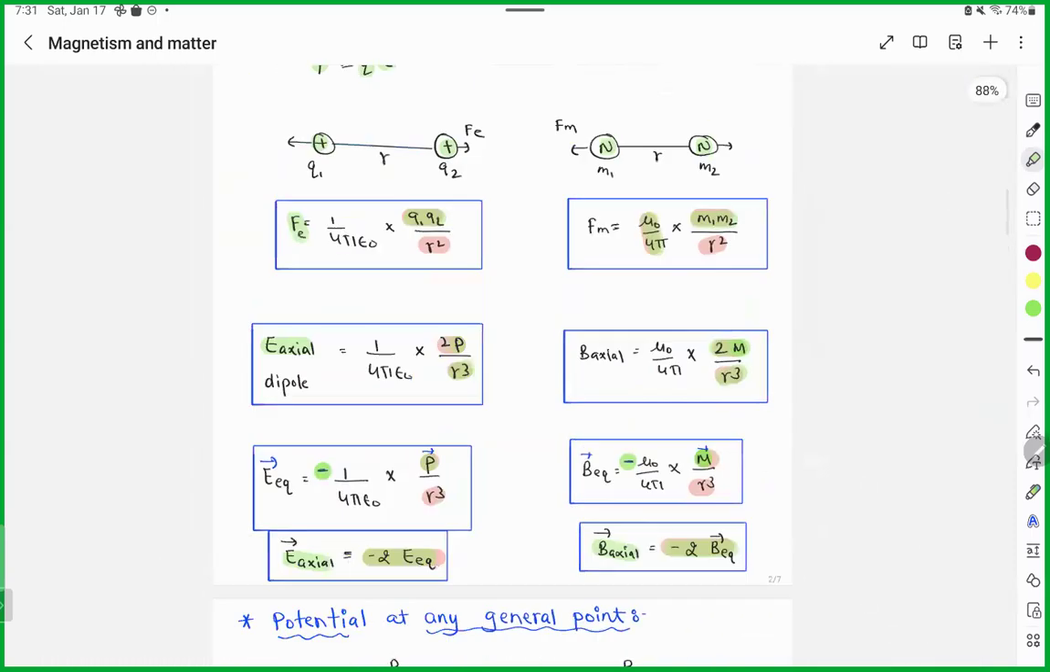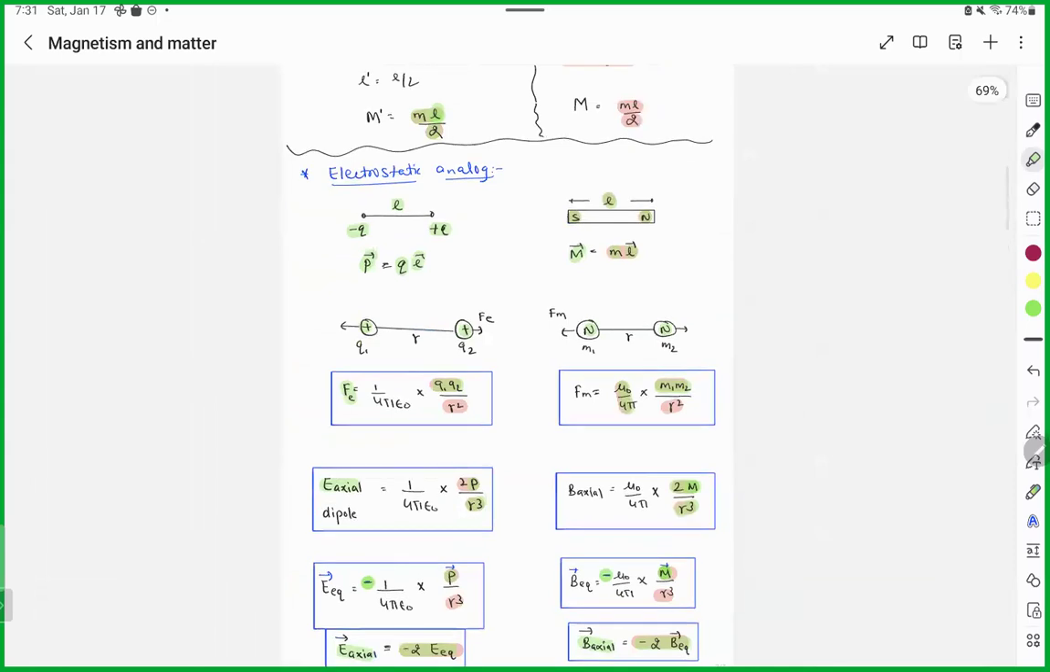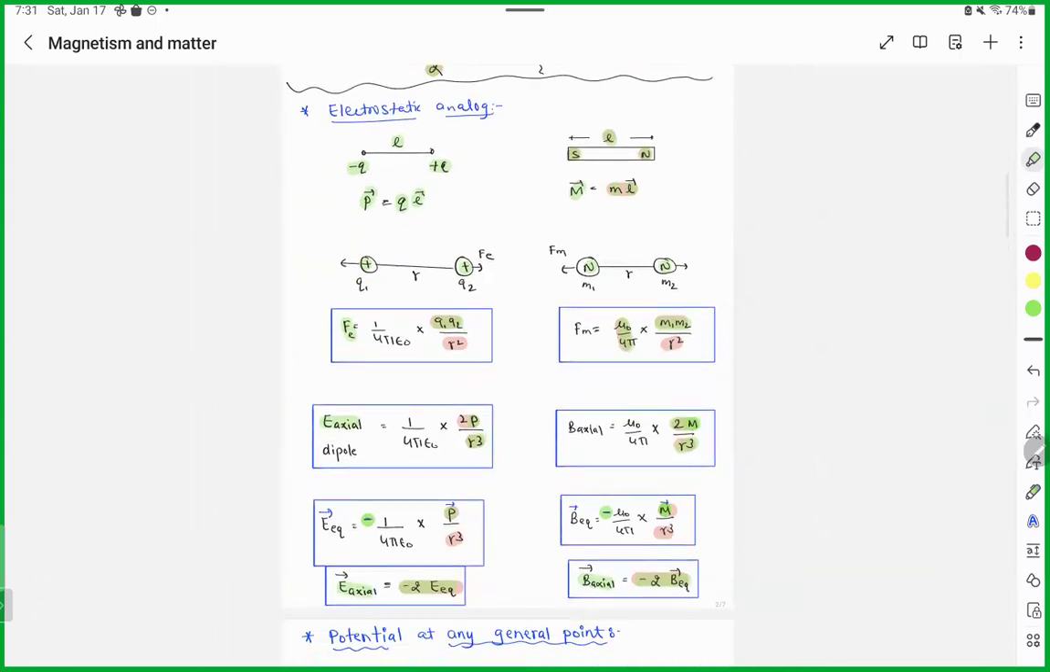Tell me, guys, can you simply compare with the electrostatics? You don't need to calculate anything. Note it down and ask your question.